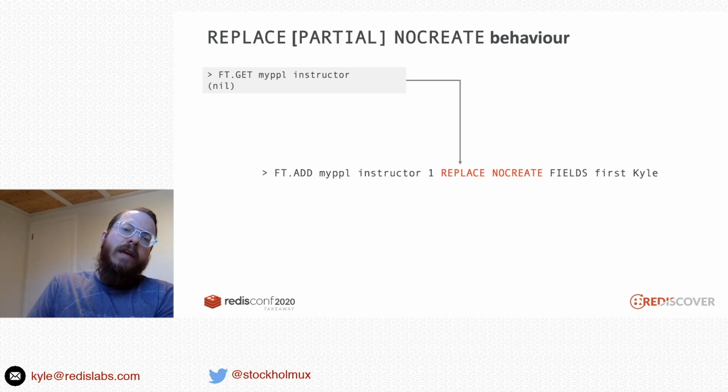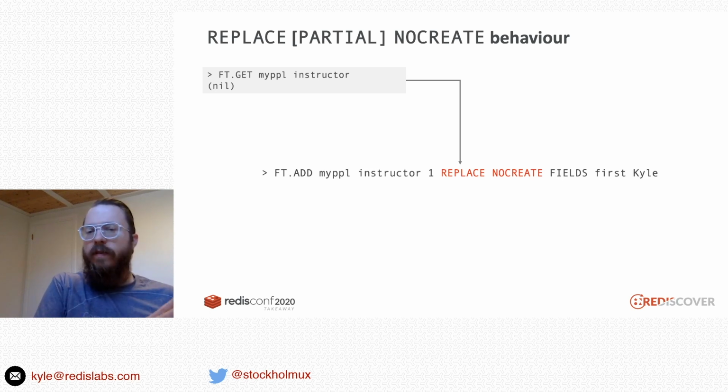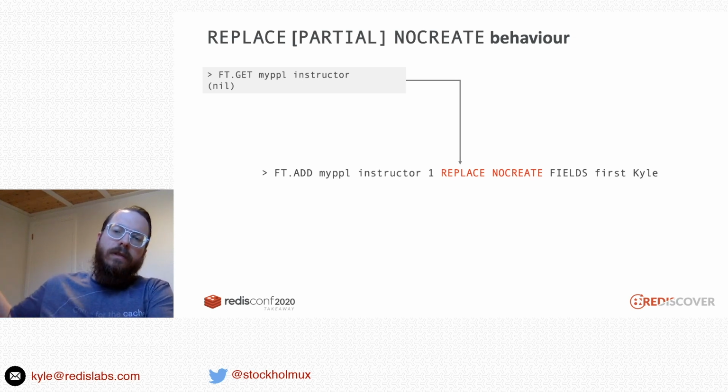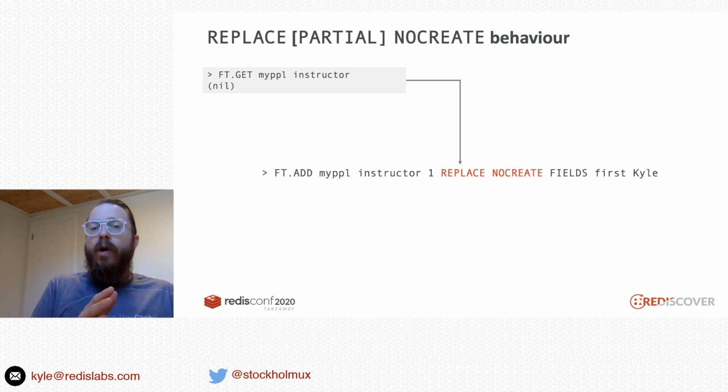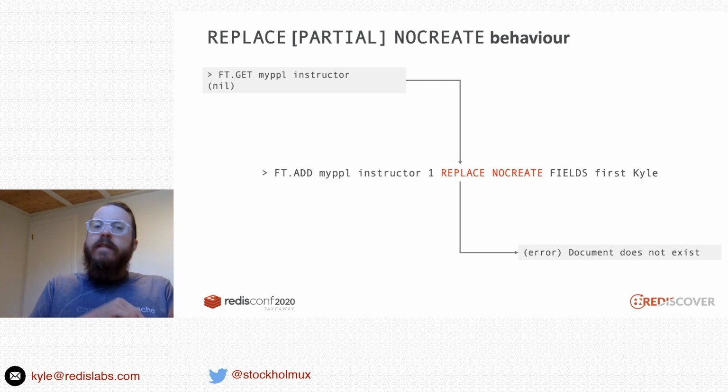Now, I'm going to do ft add my people instructor 1, so we have that kind of stuff out of the way. Replace no create fields first Kyle. So what's this doing here? So if we do already have instructor as a document, then we are going to replace the field first with Kyle, right? Whatever that value might be. In this case, that doesn't exist, so we're going to get an error back. Document does not exist. Replace and replace partial will behave exactly the same here. So that's not necessarily a thing, but for the most part, you're probably going to be using replace partial as much as you're going to be using replace, if not more.